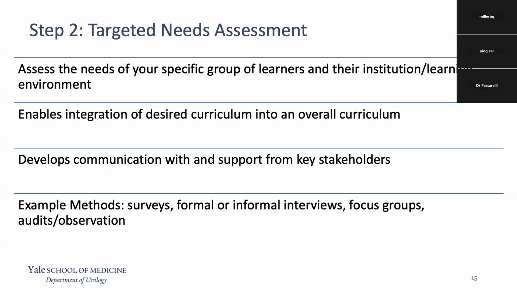And some examples of how to perform a targeted needs assessment are listed here. You can just send out a survey and get responses on what people think will be most appropriate. You can do interviews, and these interviews can be very formal, like focus groups or one-on-one formal interviews, or they could be informal, just talking and figuring out what's going on in their lived environment to get a better understanding of how you might be better able to teach them. Or you can also just go and observe, see what they're doing in the clinic, in the hospital, on the wards, and get an understanding of what might work best when trying to figure out how to teach your learners.